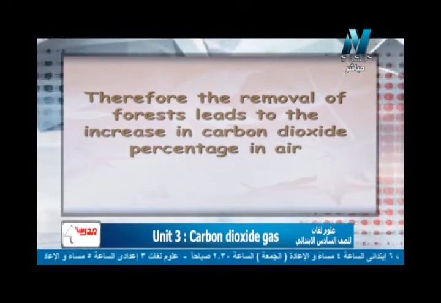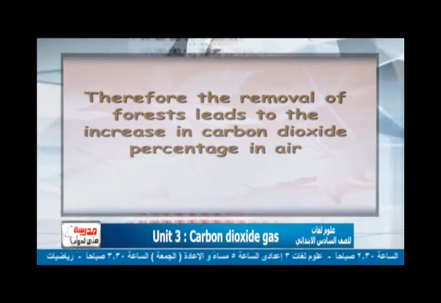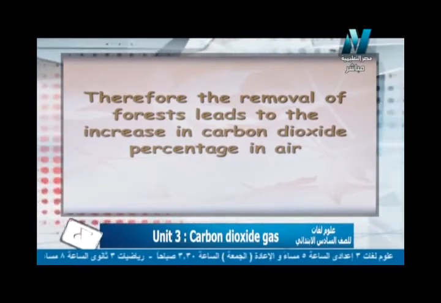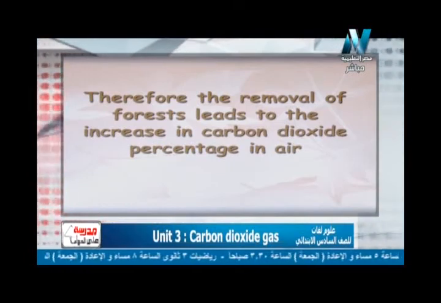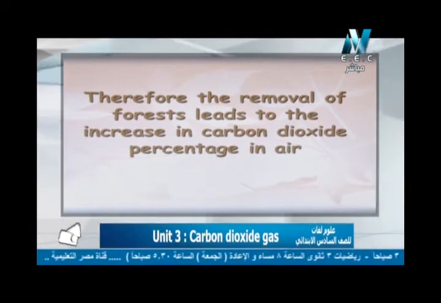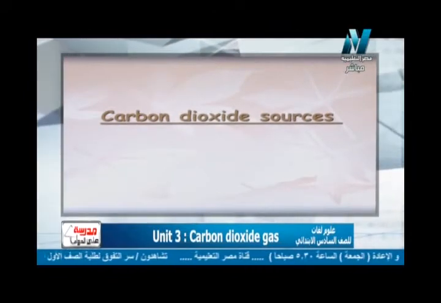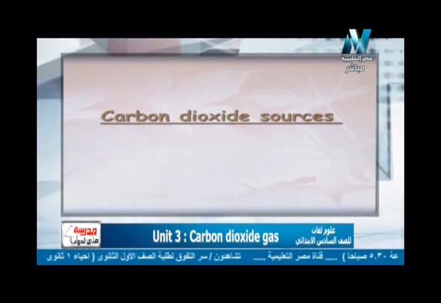لكن لما بنشيل غابات أو أي green plant ده هيزود الكربون دايوكسيد جاز في الاير وهيسبب لي مشاكل كتير قوي، احنا بصراحة مش محتاجينها. So again, therefore, the removal of forests leads to the increase in carbon dioxide gas percentage in air. So what are the carbon dioxide sources؟ هنا عايز اعرف كويس قوي الكربون دايوكسيد جاس بيجي منين؟ ايه هي مصادره؟ source يعني مصادر الكربون دايوكسيد.